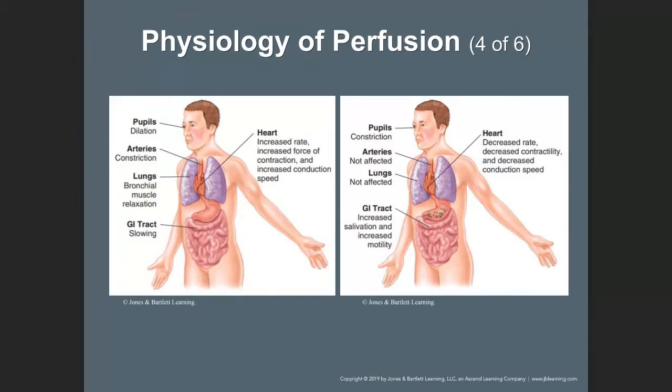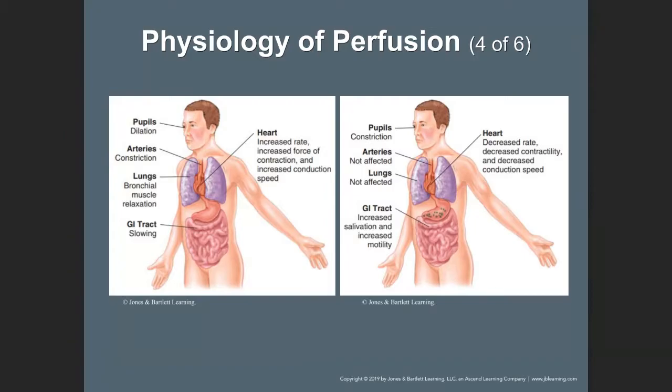It causes the arteries to constrict. It causes the lungs, specifically bronchial muscles, to relax, and it slows down activity in the GI tract. So if a patient is in shock and the sympathetic kicks in and they have food in the stomach, that food is not going to be processed. So the patient is going to be at risk for vomiting.